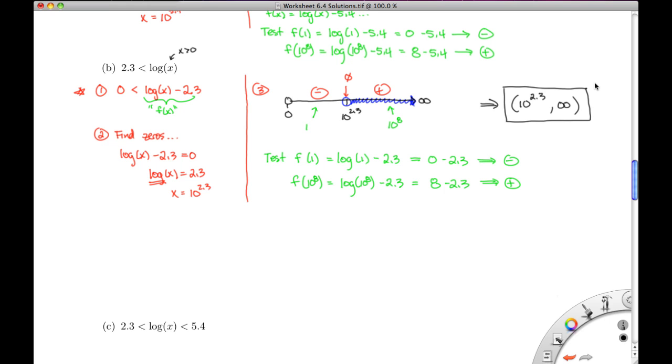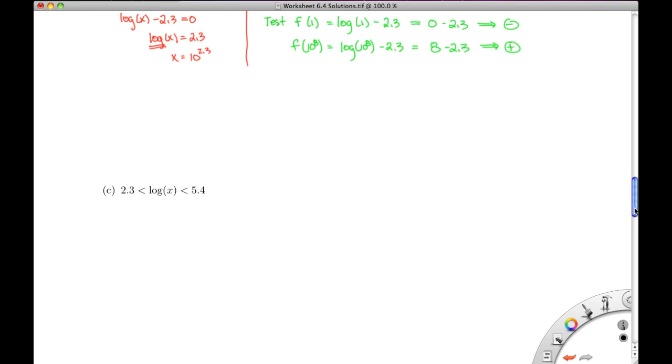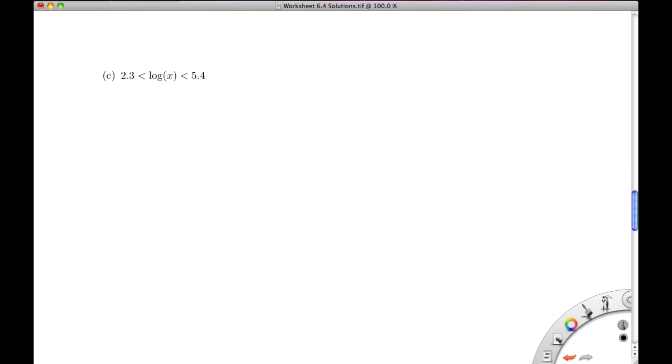Okay, now luckily the work that we've done for A and B is going to pay off in this next problem, part C. So we've got a triple inequality here. When I see triple inequalities, I like to just break these up into 2 individual ones and think about them individually. So I'm going to say, well, I've got 2 different questions going on here. I want to know, when is the log of x strictly less than 5.4? And I also have the inequality, when is the log of x strictly greater than 2.3?